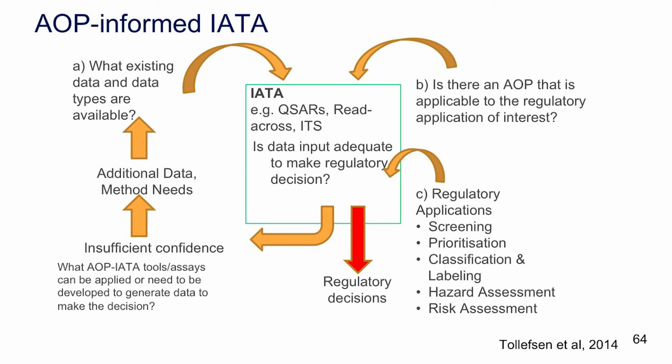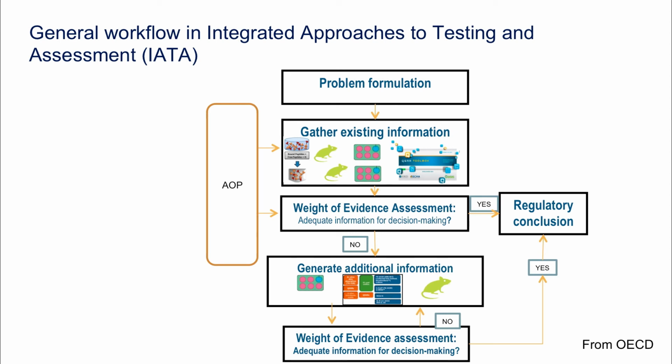So on the next slide, we pull some of this information together, and this is very similar. It's a graphic really of the general framework I showed earlier. But now we can see, in terms of our problem formulation, we have our data gathering exercise and weight of evidence assessment, and then gathering of further information. And the role of the AOP is to support both the gathering of existing information as well as informing the weight of evidence. So if we have multiple streams of evidence, does the AOP support that? And how can the AOP identify further information that may need to be generated?